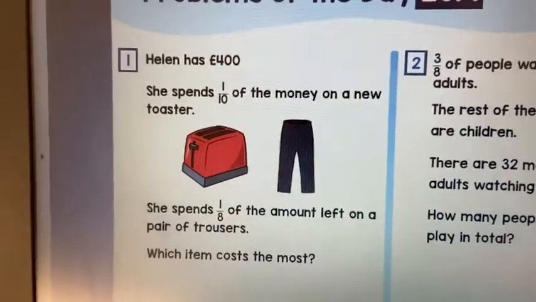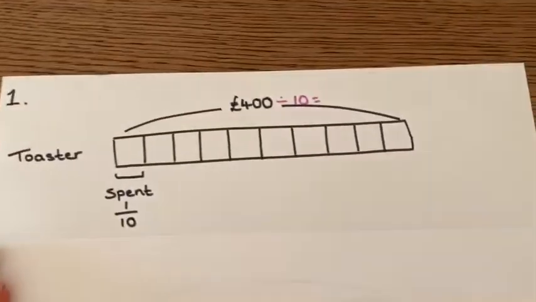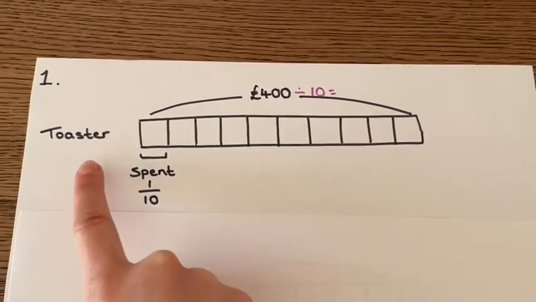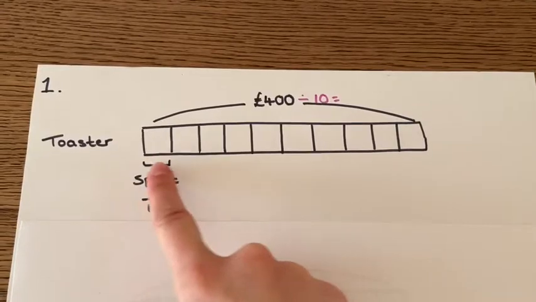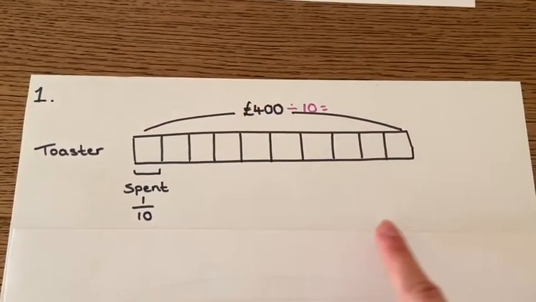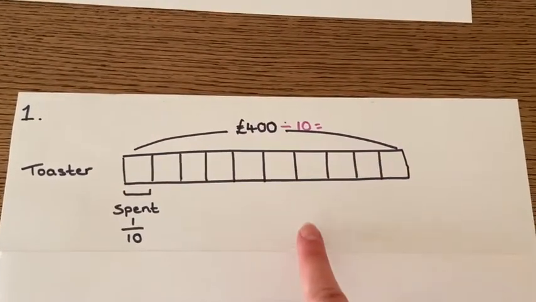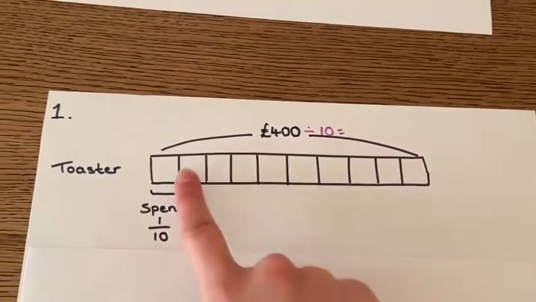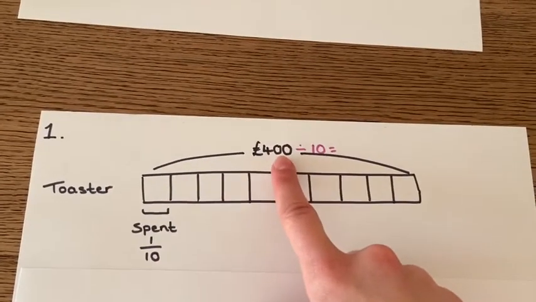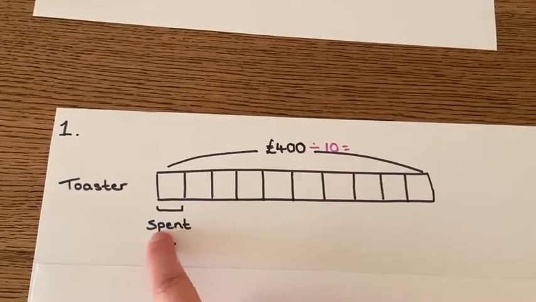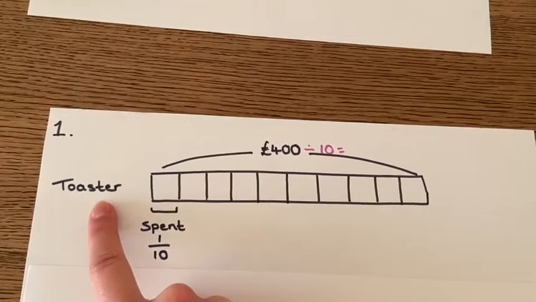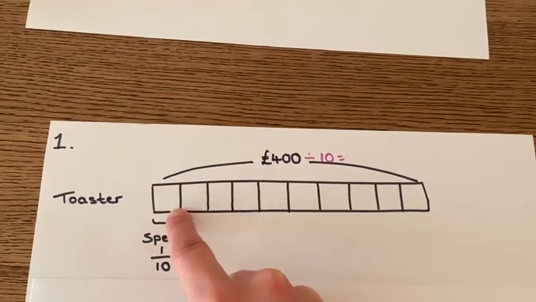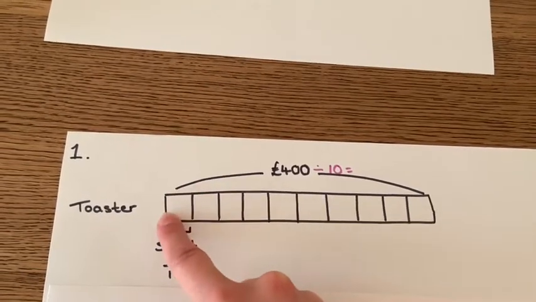Hopefully you guessed at that point. So over to my working bench with my cup of tea because I'm working hard. So I have started to represent the toaster. Now, using a familiar model, something that we've used when working with negative numbers, is the bar model. And I know that Helen's whole amount that she had was £400. Now, I know that she spent 1/10 on the toaster. So this part of the whole amount is the amount that she spent on the toaster. So therefore, it is the cost of the toaster.